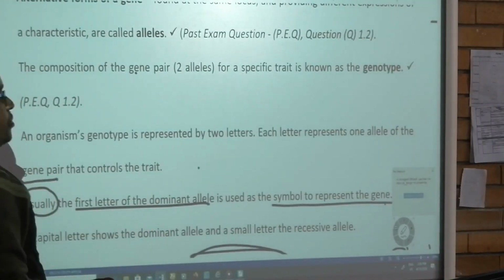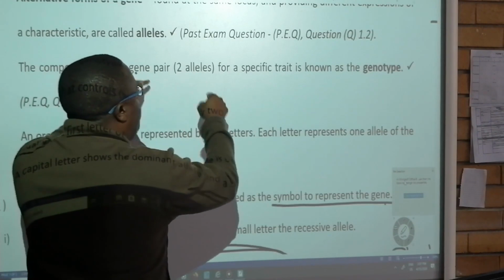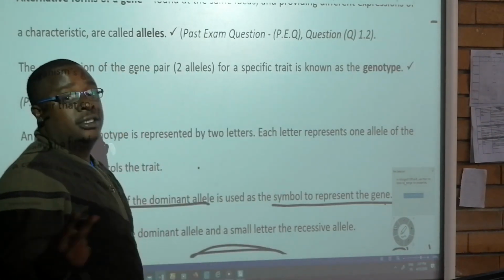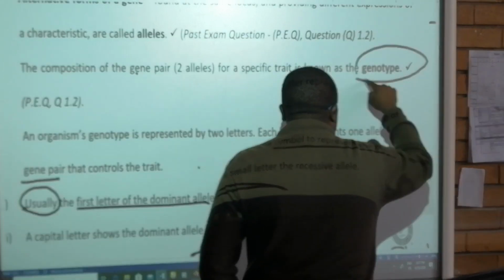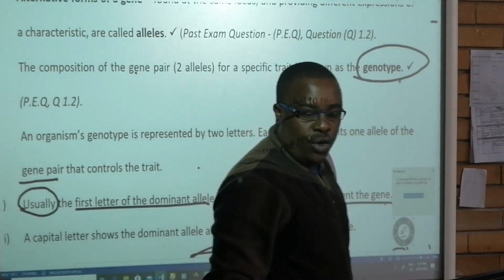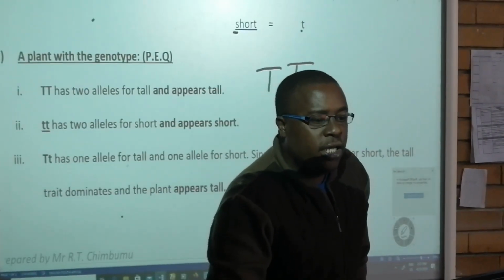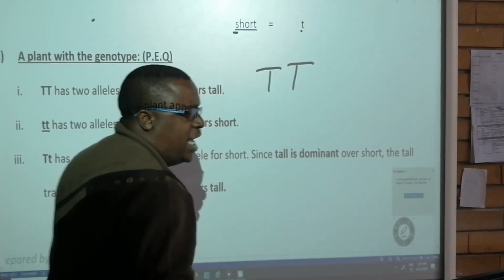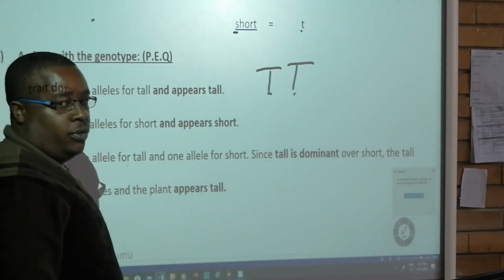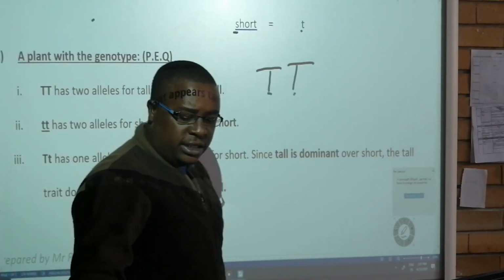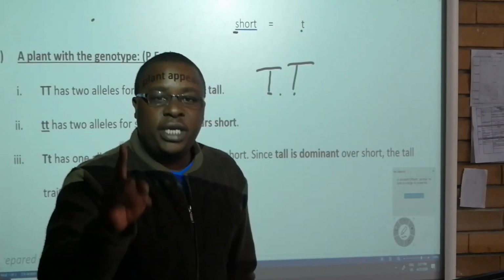What did we say? The composition of the gene pair has two alleles for a specific trait, and this is known as the genotype. Walk with me. Now, if a plant has the genotype TT, capital letters, that's what we're going to be doing right now. We're going to change these things as we go. But if the plant has that, it will appear tall.